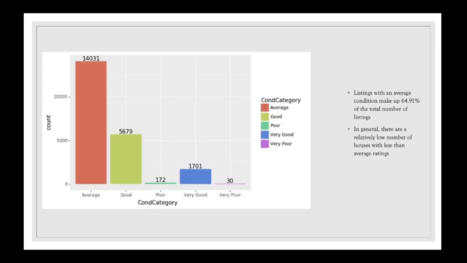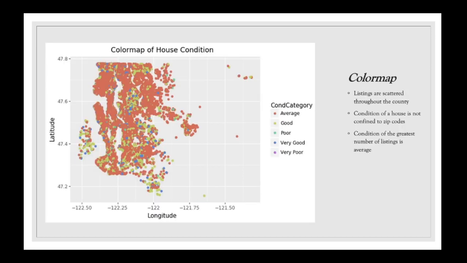Moving on, here we have a basic bar chart of the condition category of the listings. As you can see, roughly 65% of the listings belong to the average condition, and there is a relatively low or almost negligible amount of listings which are in the very poor category or the poor category. And this relates to our future KNN model.